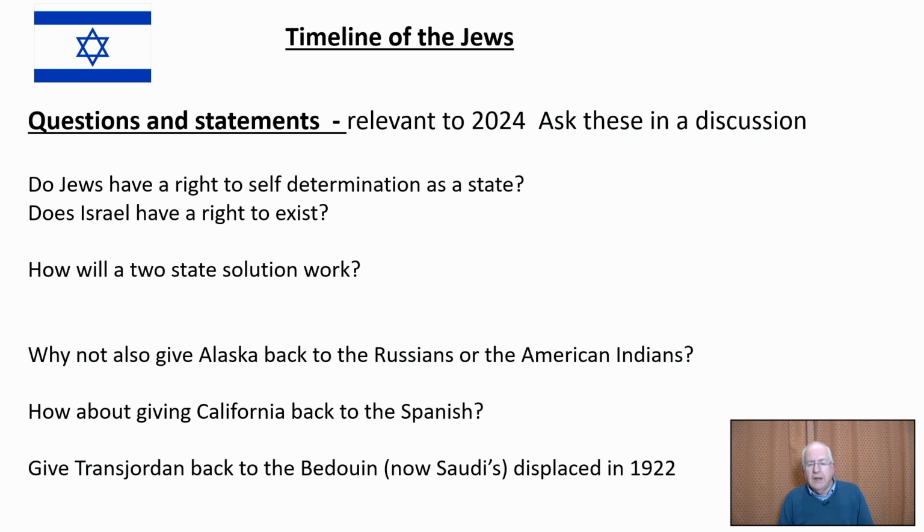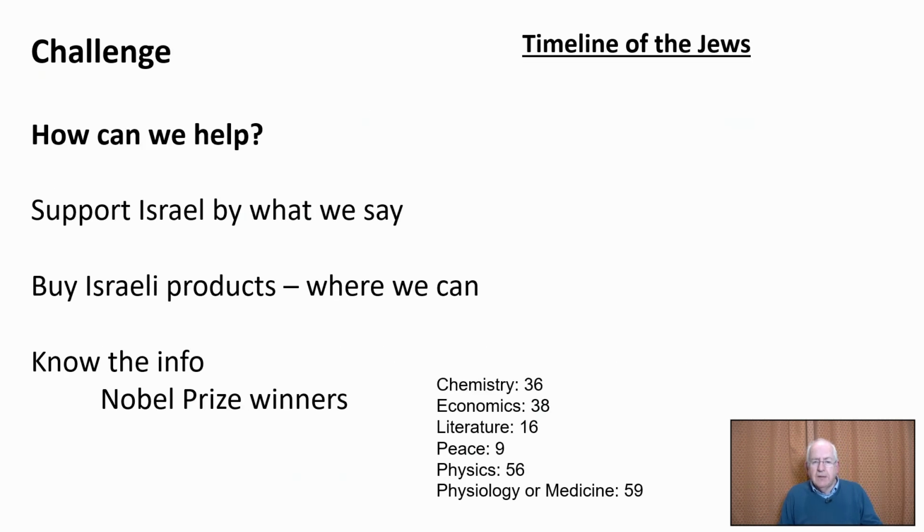So why not give Alaska back to the Russians? America bought Alaska off the Russians, or even go further back and give it to the American Indians. After all, there's oil in Alaska. How about giving California back to the Spanish? After all, they were the group who were there living before the Americans came. So the Americans came across and drove the Spanish out. Or how about giving Transjordan back to the Bedouins, who were actually displaced in 1922 to live in the area of Saudi Arabia? Interesting thoughts, something to think about.